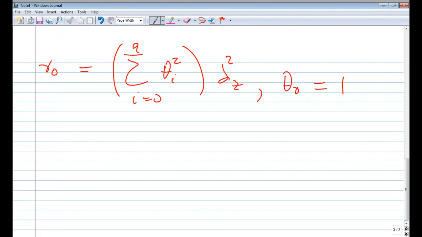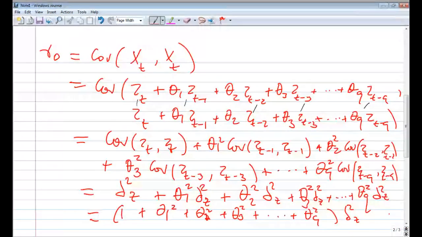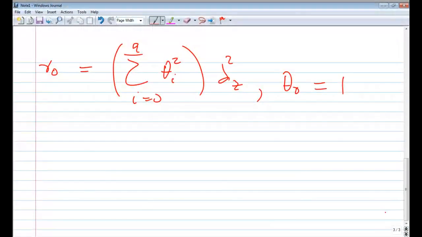Can you please repeat what you just said? Okay. If you check the last step here, if you substitute i equal to 0, you're going to get theta 0 here instead of 1. But the rest are going to be the same. So to get 1 there, that is why we added this condition, theta 0 equal to 1. You get it?